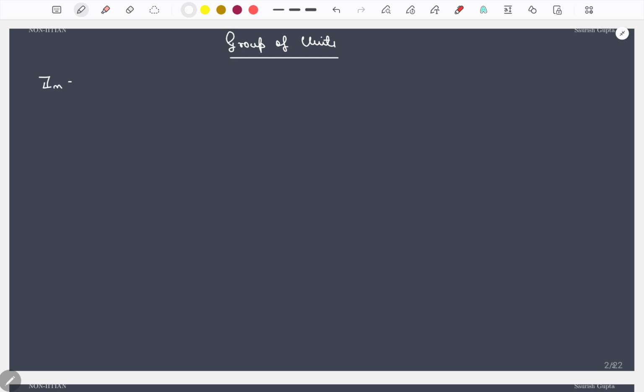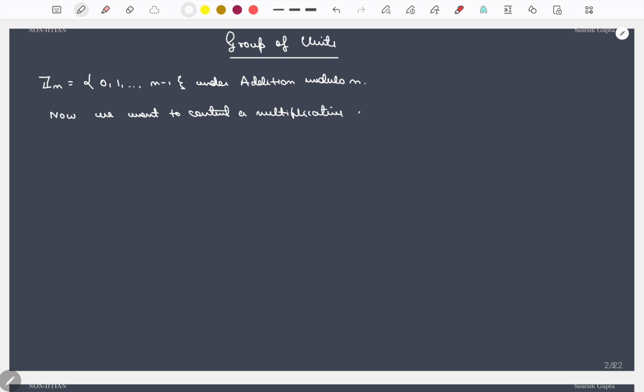So consider Zn. We know that Zn consists of the elements 0, 1, till n minus 1 under addition modulo n, right? Now what I want to do is construct a multiplicative group out of the elements in Zn, and that group is what we call the group of units.